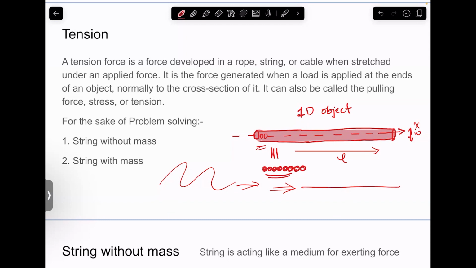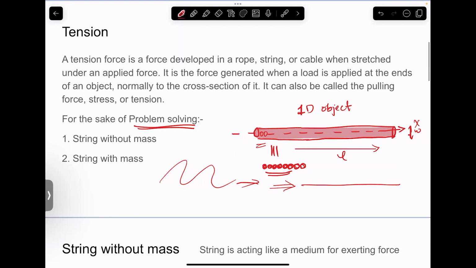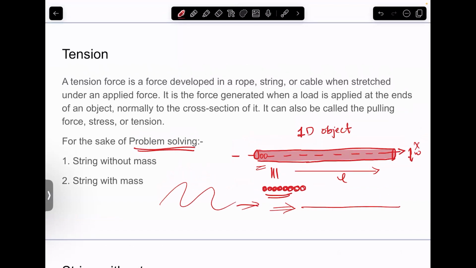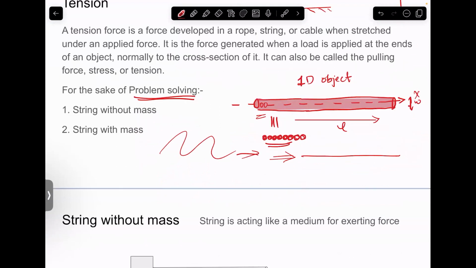Now we are talking from the perspective of solving a problem. Whenever we are studying something, we idealize that object first. For example, we talked about a smooth surface where friction is not acting. When we talk about a ball falling from a height, we don't consider air resistance. Likewise, when solving problems of tension, you can assume a string without mass.